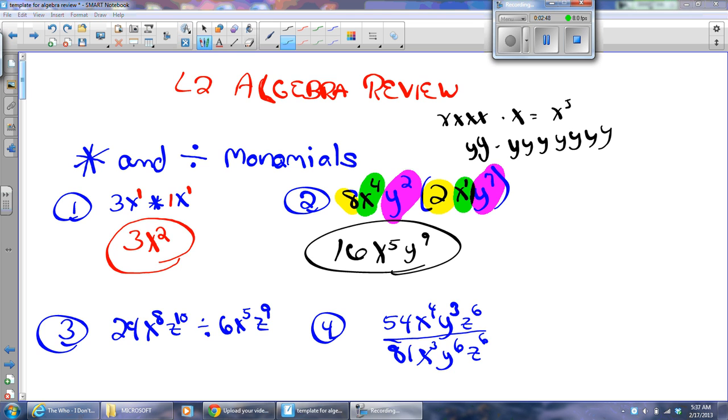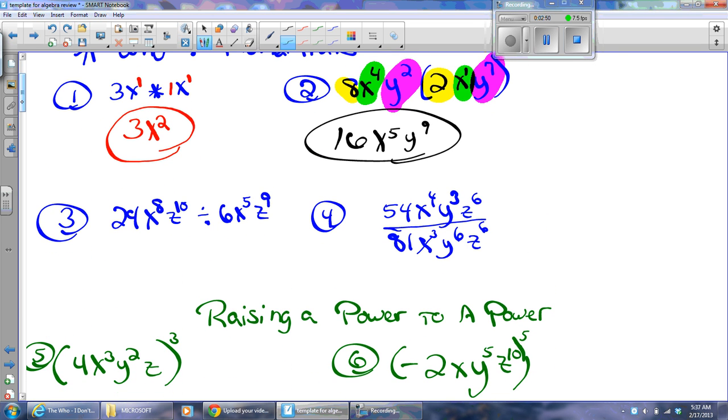Okay, division is very similar, except instead of the exponents being added, they're going to subtract. So I'm going to divide, match up my coefficients, my x's and my z's, right? And so when I do this, 24 divided by 6 is 4. X to the 8th divided by x to the 5th is x cubed. And z to the 10th divided by z to the 9th is z.